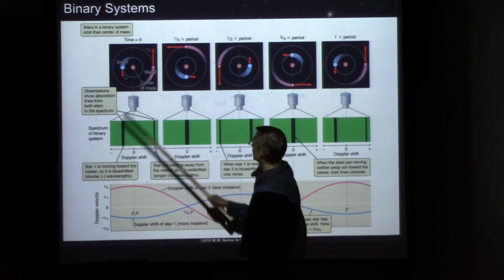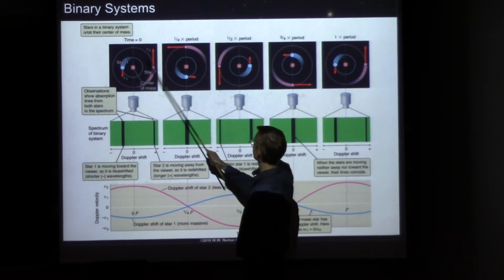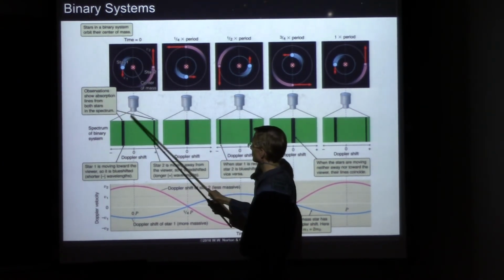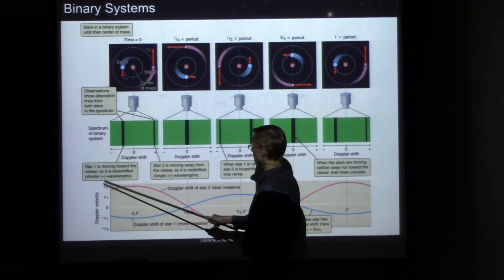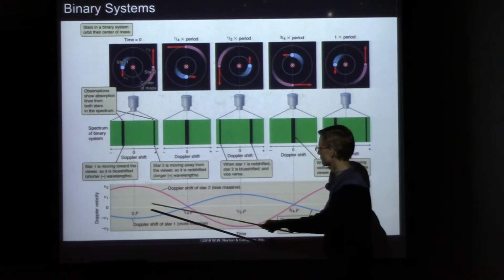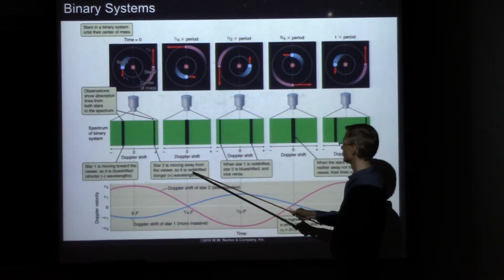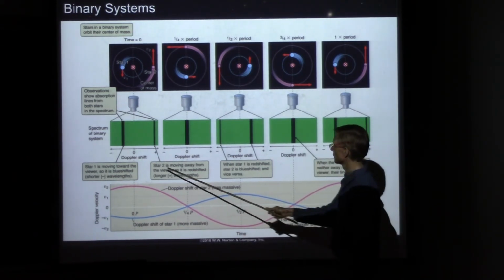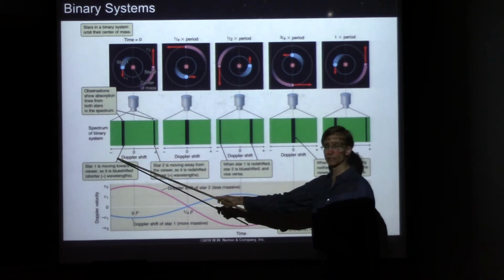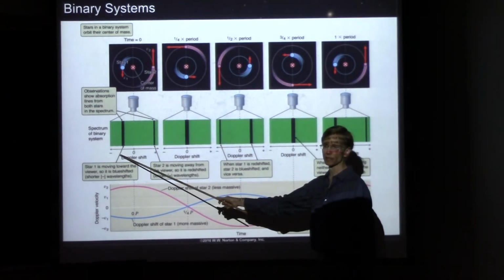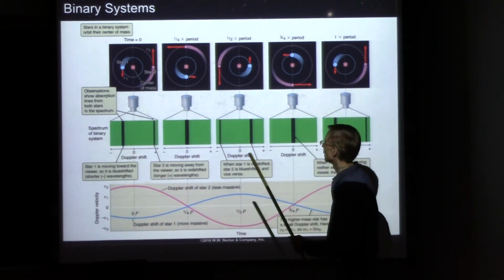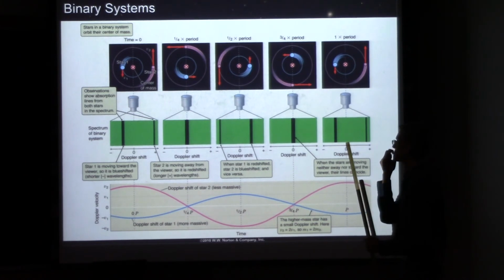So, reading along here, stars in a binary system orbit their center of mass. Observations show absorption lines from both stars in the spectrum. Star 1 is moving towards the viewer, so it is blue shifted, shorter wavelengths. Star 2 is moving away from the viewer, so it is red shifted, longer wavelengths. More red shift for star 2 than blue shift for star 1 because star 2 is moving faster on the bigger orbit.